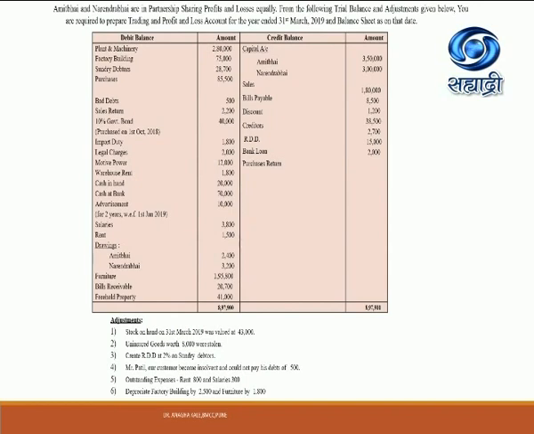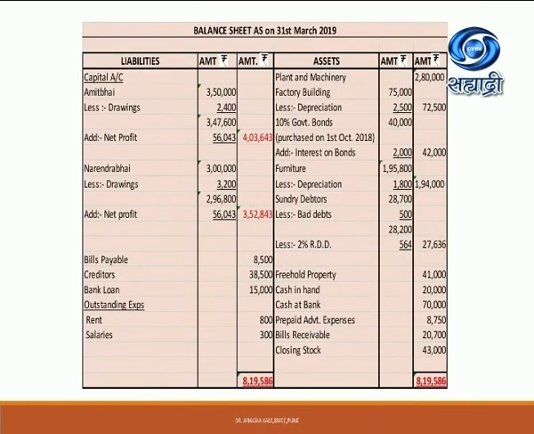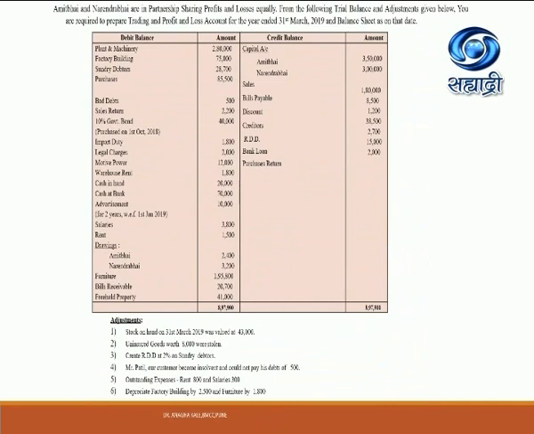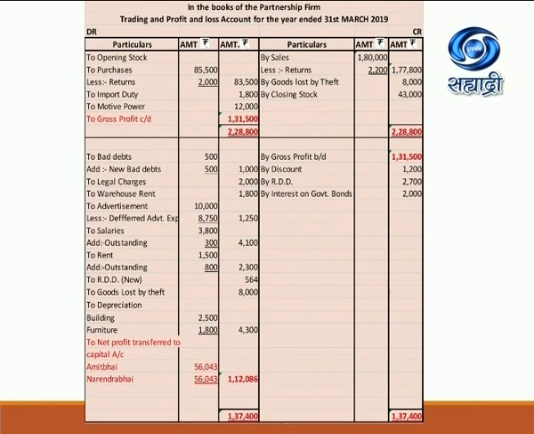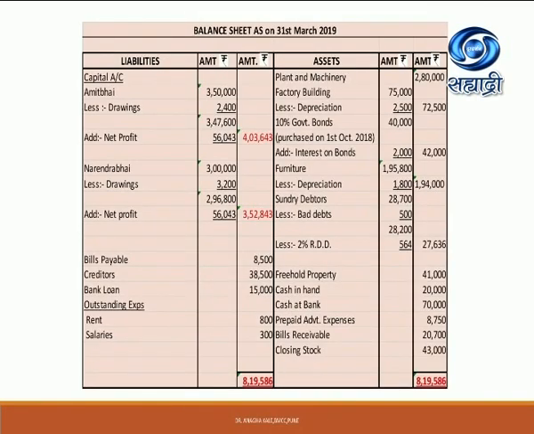Then secondly, we are having factory building, same way it is asset. So on asset side, as factory building is having adjustment, it is shown in inner column, that is in adjustment column. Next in trial balance are sundry debtors, 28,700. Debtors are also having adjustment. So in balance sheet, you can see sundry debtors are there on asset side and different adjustments are also shown.